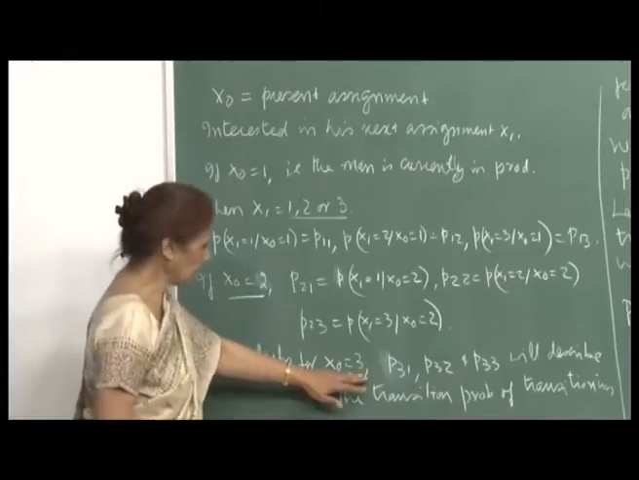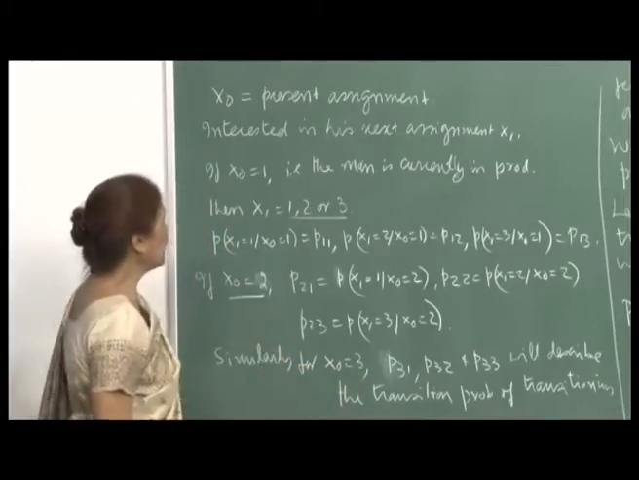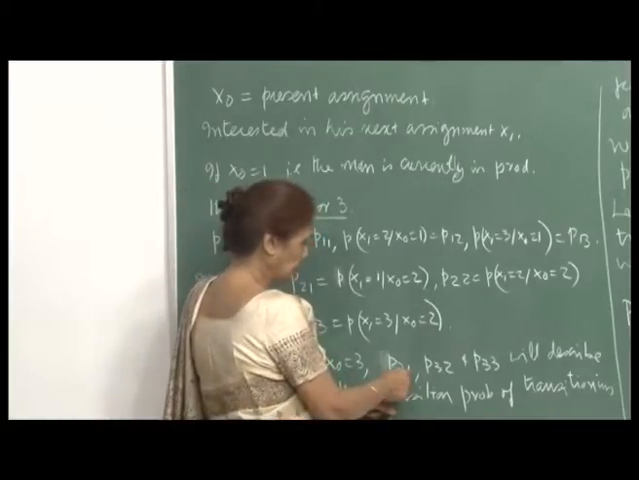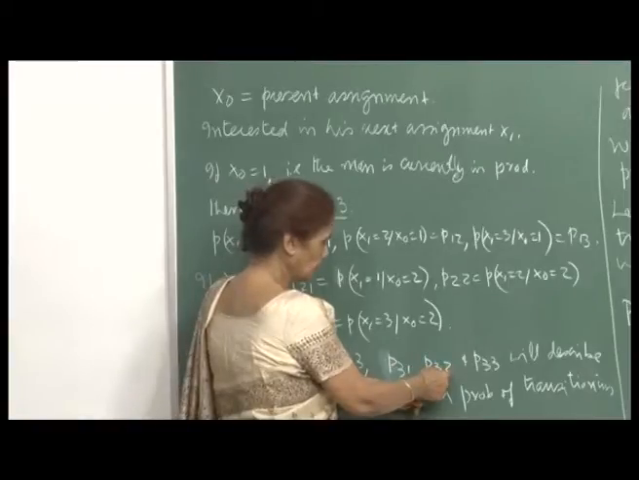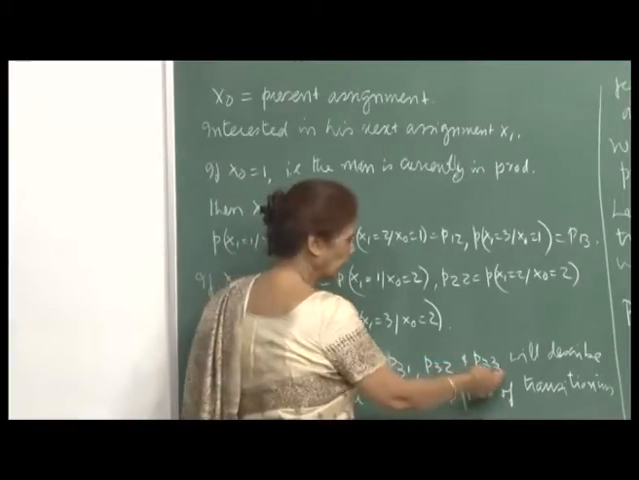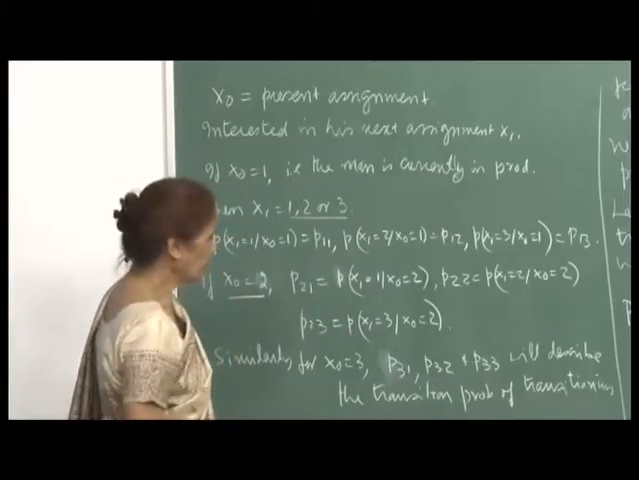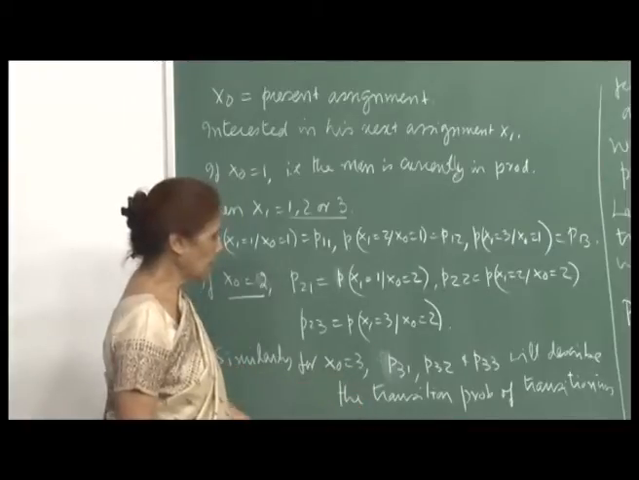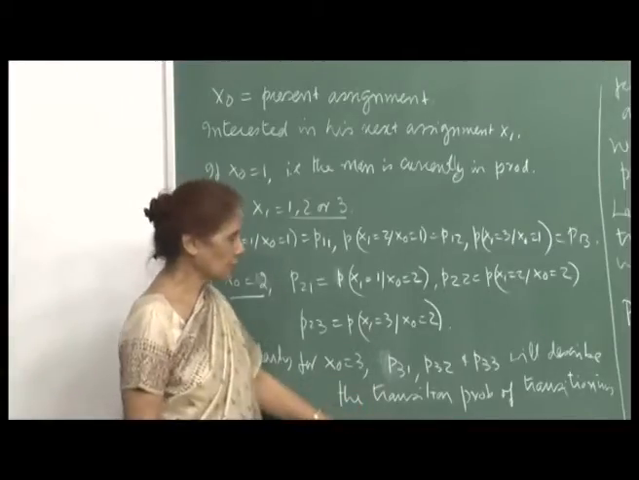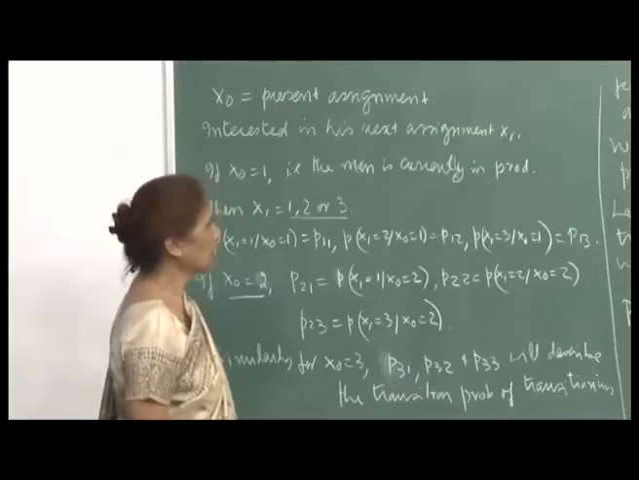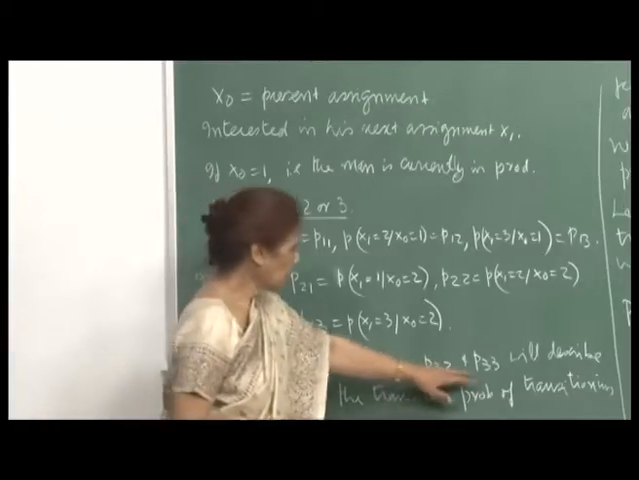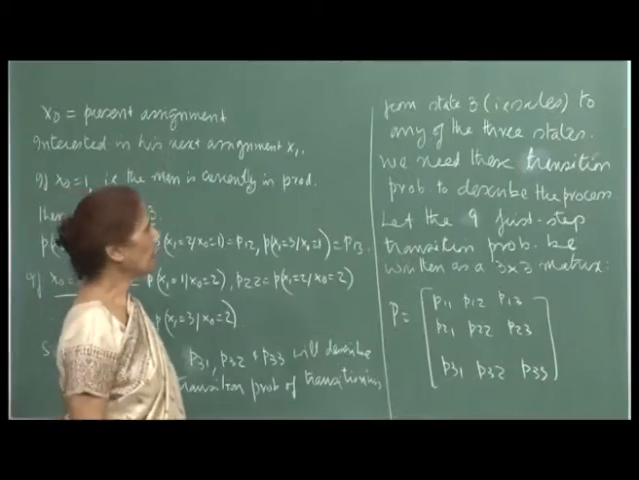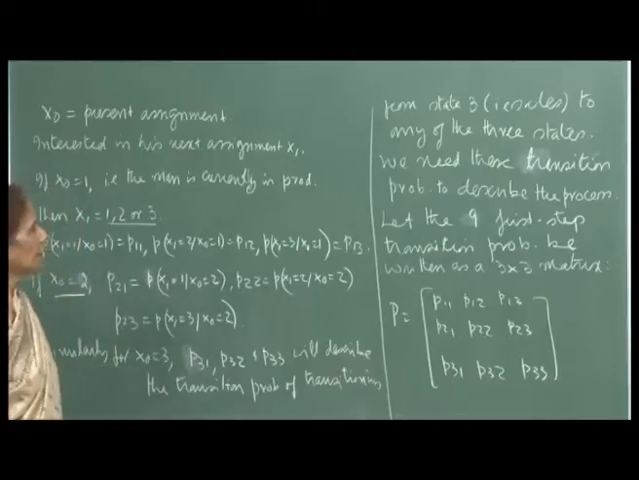And then if x naught is equal to 3, that means if he is currently in sales, then his probability of going to production will be P31, probability of going to HR will be P32, and probability of remaining in sales will be given by P33. So, these we call one step transition probabilities. I am not saying one step all the time, but that is understood. So, these 3 probabilities give you the transition probabilities of transitioning from state 3 to any of the 3 states.